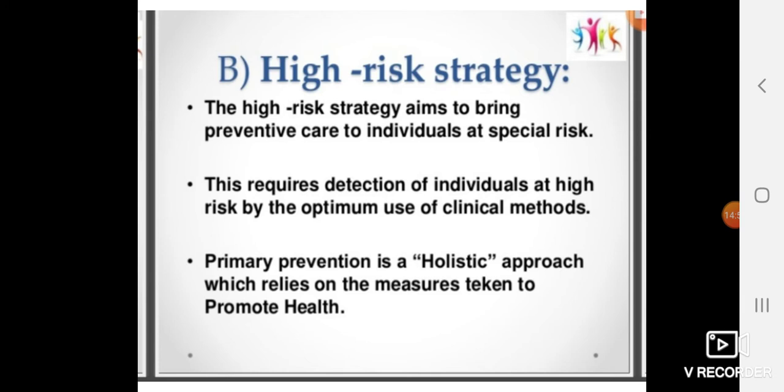The high risk strategy aims to bring preventive care to individuals at special risk. In special risk cases, preventive care is given to the individual at special risk. It requires detection of individuals at high risk by the optimum use of clinical methods. Primary prevention is a holistic approach, with measures taken to promote health. We need to underline that: taken to promote health.